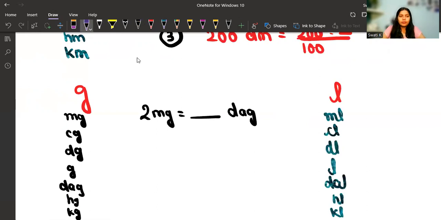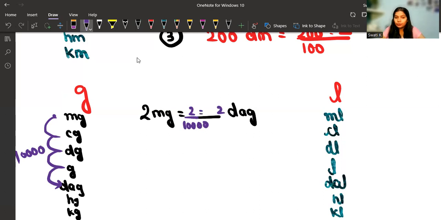For example, you need to find 2 milligram equals how many decagram. Of course, you are at milligram, you have to go to decagram. So, 1, 2, 3, 4. That means 4 zeros and then 1. So, it is basically 10,000. Of course, you are going down, so you need to divide. So, it is 2 divided by 10,000. If you simplify this, write down the numerator, count the zeros, 1, 2, 3, 4. Then put a decimal here, and put 0, 0, 0. So the answer is 0.002.